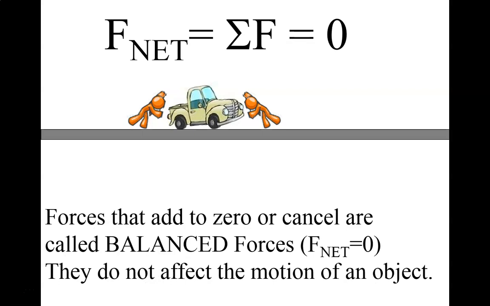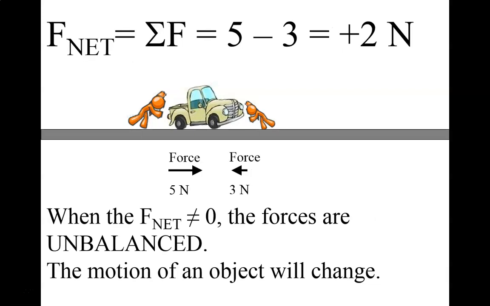If an object has forces on it that cancel or add to 0, these forces are said to be balanced forces. They do not affect the motion of an object. So if an object is stationary, it will remain stationary, and if an object is moving, it will continue to move in a straight line at that velocity until something else changes.